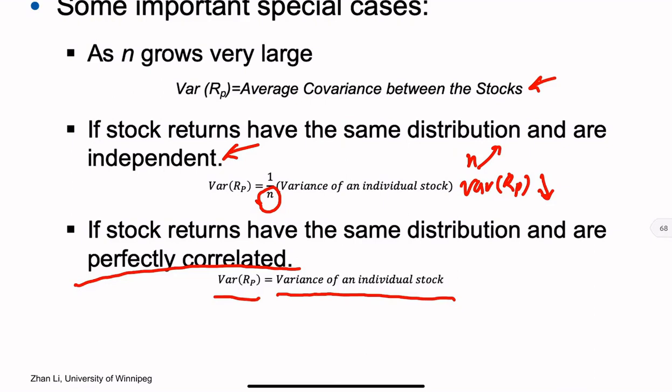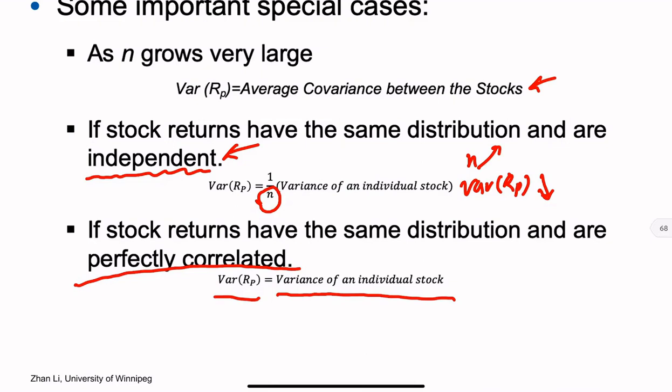Well, because in the second case, stocks are independent. So it basically means as you add more and more stocks into your portfolio, ups and downs, good days and bad days will cancel out with each other. So the return of your portfolio will be smooth. So you will get a small risk.